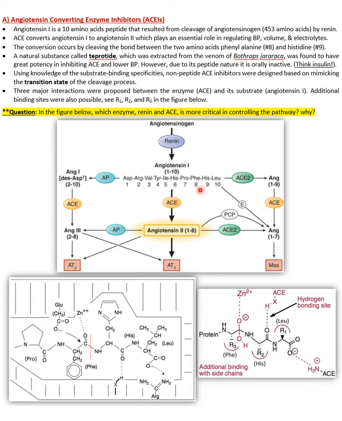The place where this occurs is by breaking the bond between amino acids number 8 and 9. So by breaking the bond here, you end up having angiotensin 2 from angiotensin 1. So angiotensin 1 is from 1 to 10, but angiotensin 2 is from 1 to 8. Okay. And this figure here shows again the same amino acids: proline, phenylalanine, histidine, and leucine, which are these four here. And this red line here shows where the bond is broken.